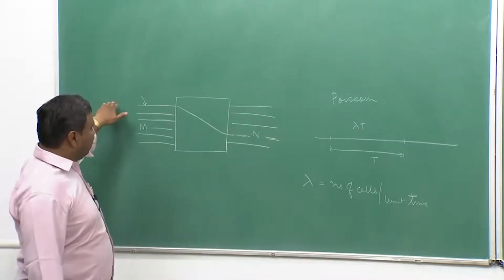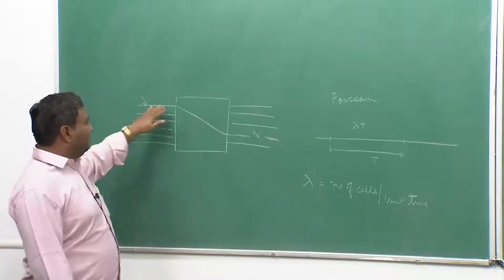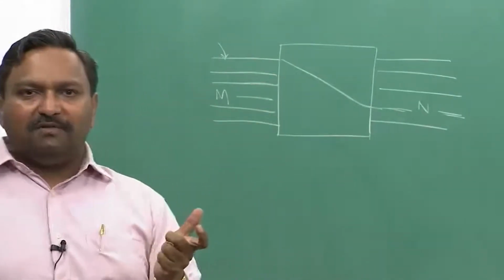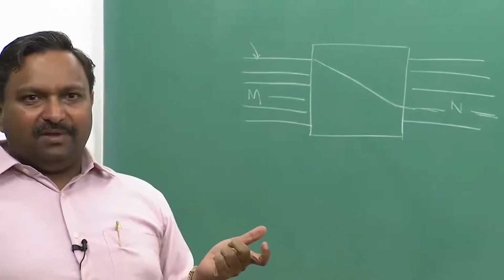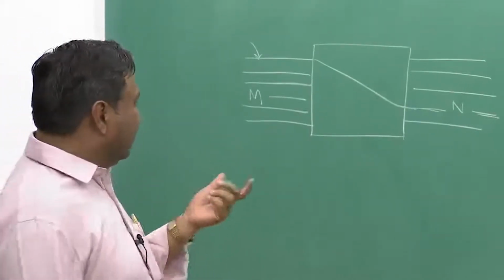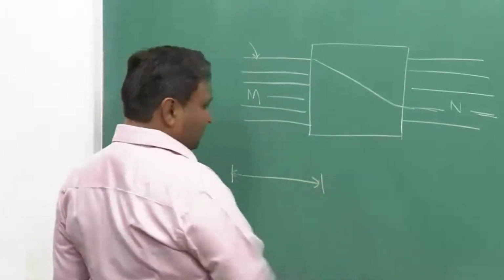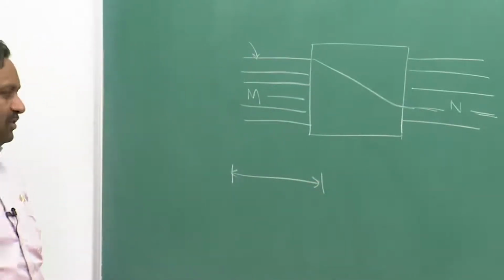In real life, when a call comes, people will start talking. So there will be some time after which the call will get cleared. Okay. So I define that the call duration is exponentially distributed, that is my assumption.